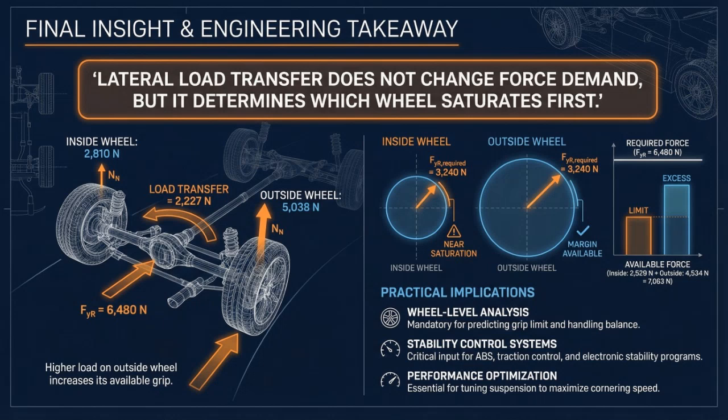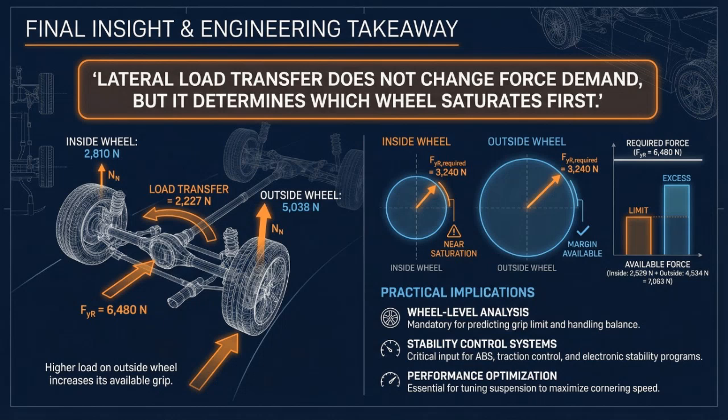A clear diagram helps visualize this effect. Vertical load shifting from inside to outside wheel, unequal tire force vectors, and a comparison between required lateral force and maximum available friction force at each wheel. This explains why vehicles lose stability wheel by wheel, not axle by axle. It also shows why electronic stability control, torque vectoring, suspension tuning, and track width design all focus on managing load transfer rather than eliminating it.